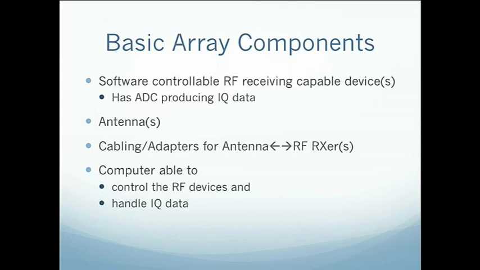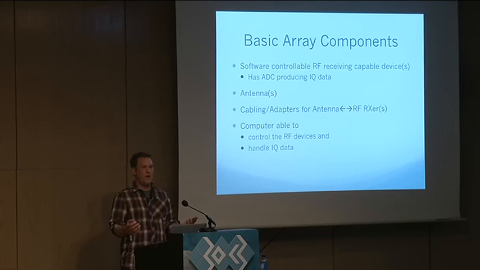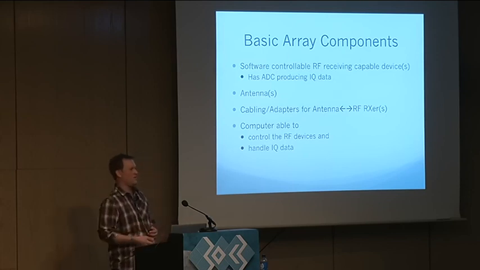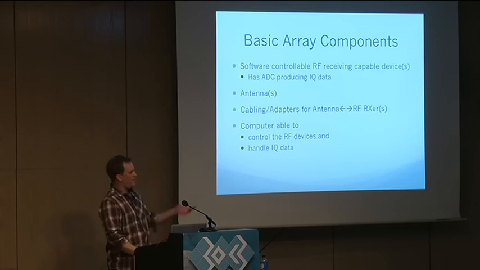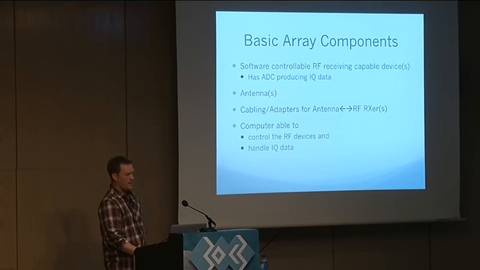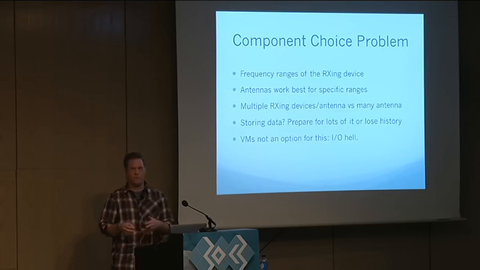Next, you'll obviously need antennas in order to go out there and reach out into the air and grab what's there. You'll need the cabling and adapters for antenna and to the RF receivers. Sometimes this is just sort of overlooked, not the cabling, obviously, but just the fact that when you're building out an array, you're going to need a lot of cable. You're going to need a lot of different adapters, and it's sometimes a pain in the butt because not everybody always has them in stock, that kind of thing. And then obviously a computer able to control the RF receiving device and then process any IQ data that you get. But this sort of naturally leads into this sort of component choice problem.